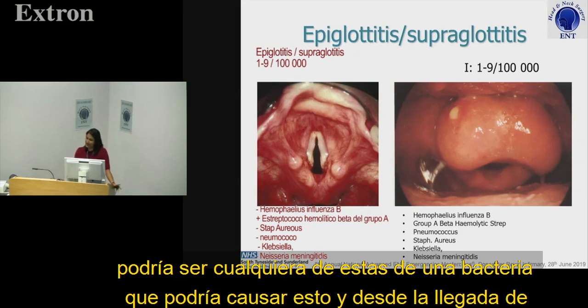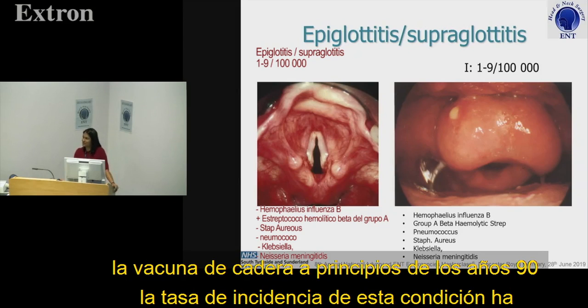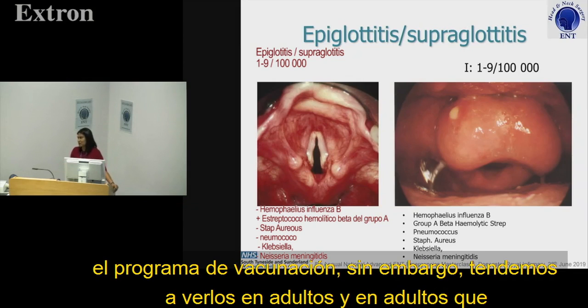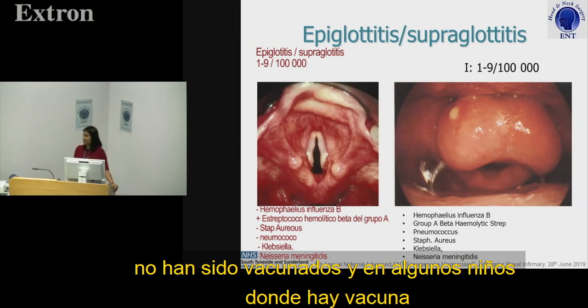And since the advent of the Hib vaccination in the early 90s, the incidence of this condition has dropped significantly. And we don't tend to see it in children as much because of the vaccination program. However, we tend to see them in adults, and in adults who haven't been vaccinated, and in some children where there is vaccination failure.